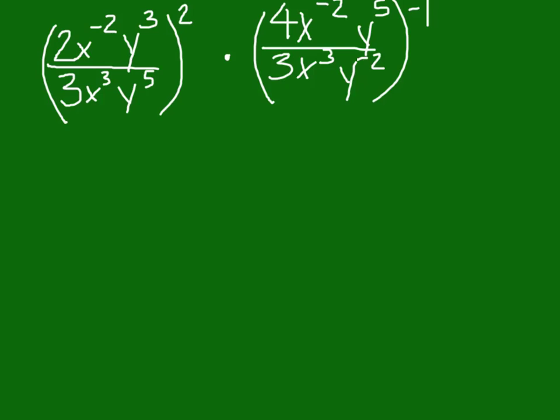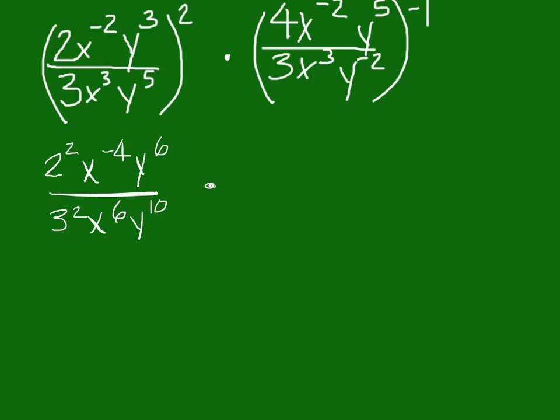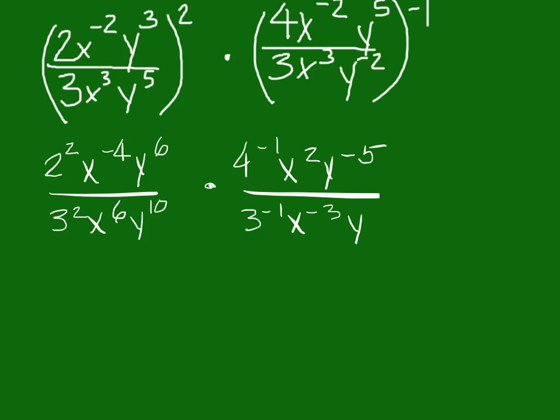Okay, we'll start with the left-hand expression. You have to distribute the exponent of 2, so that would be 2 to the 2nd, x to the -4th, y to the 6th, over 3 to the 2nd, x to the 6th, y to the 10th. And then on the right side we'll have 4 to the negative 1, x to the 2nd, y to the negative 5th, over 3 to the negative 1, x to the negative 3rd, and y to the 2nd. Now simplify the negative exponents.